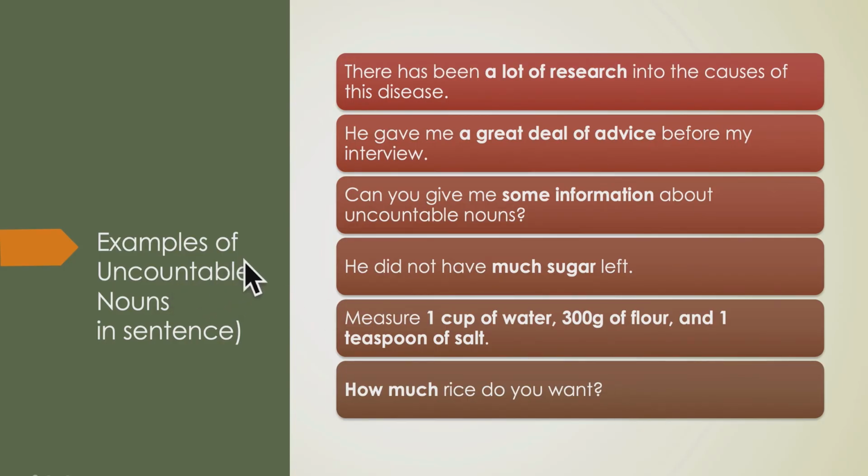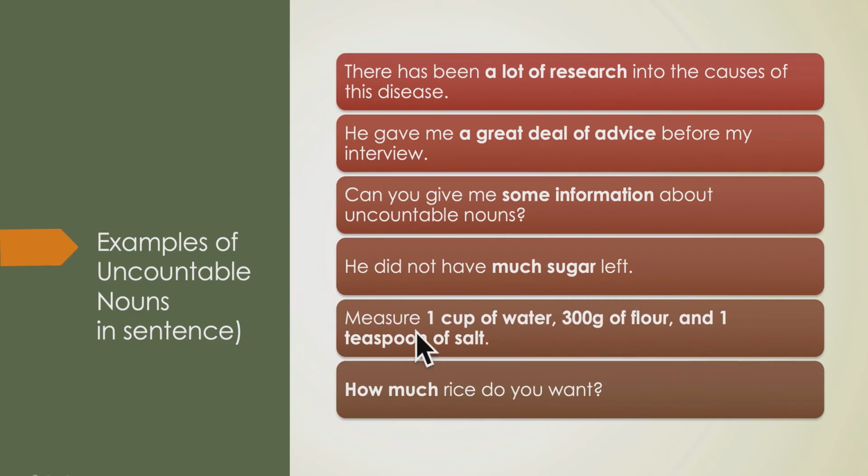Examples of uncountable nouns in sentence. How to use them in sentence. For example, there has been a lot of research into the causes of this disease. A lot of research. You cannot use a or an. He gave me a great deal of advice before my interview. Can you give me some information about uncountable nouns? He did not have much sugar left.